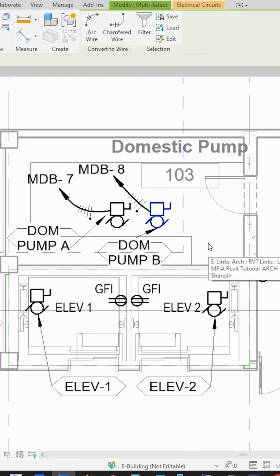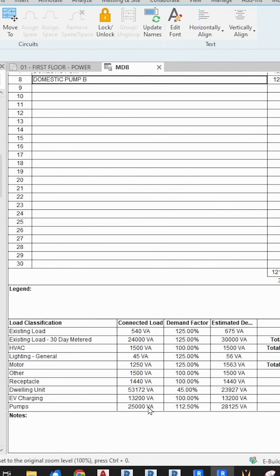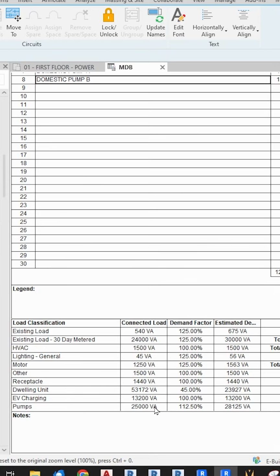I had a great question from a subscriber the other day asking what happens if you have two pieces of equipment, like these two domestic pumps, that run non-simultaneously. We have them both fed separately. They're both set up as pumps in our load summary. How can we get one to be zero without actually having to change its load to zero?